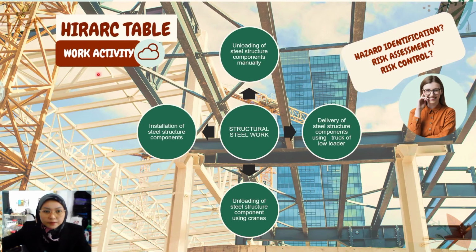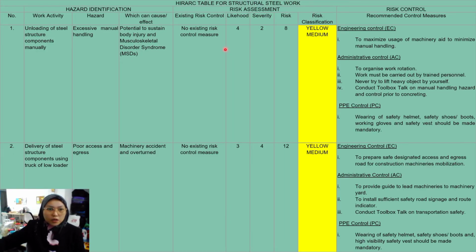From the HIRARC table, there are several work activities based on our topic, structural steel work. From the work activity, we can explain the hazard identification, risk assessment, and risk control. This HIRARC table has hazard identification, risk assessment, and risk control. For hazard identification, it has work activity, hazard, and which can cause effect. For the risk assessment, it has existing risk control, likelihood, severity, risk, and risk classification. And for the risk control, it has recommended control measure.